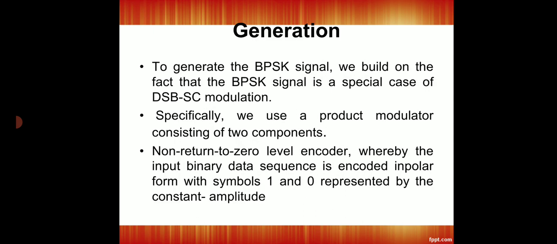communication. In the generation of the BPSK signal, we build on the fact that it is a special case of DSBSC modulation. Here we are using a product modulator, which consists of two components. One is a non-return to zero encoder. Here the input binary data sequence is encoded in polar form, with the symbols 1 and 0 represented in constant amplitude.